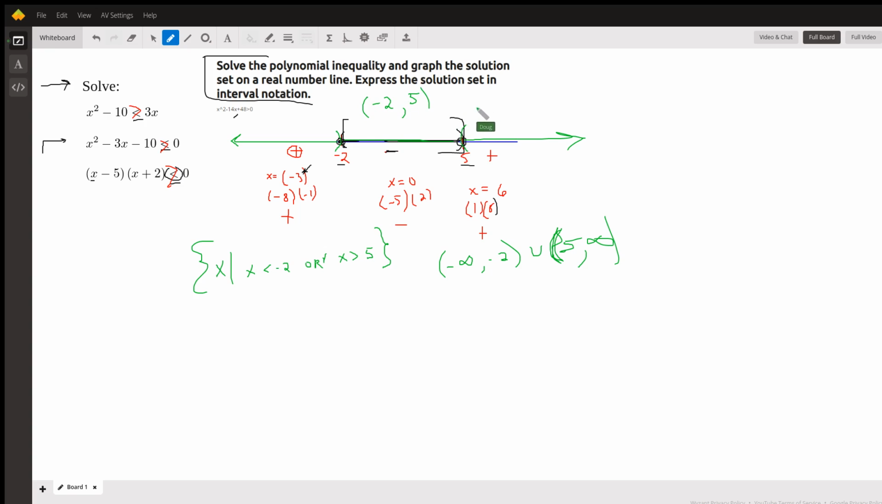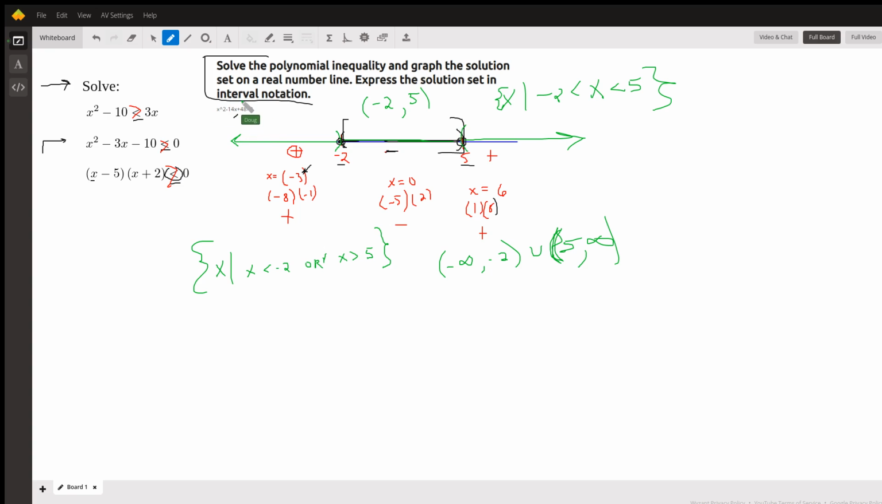I'm not fond of interval notation because you can confuse that with an ordered pair. So I might go the set of all numbers x such that x is between negative 2 and 5. Okay, there you go. Hope that helped and gives you some idea how to do this one.